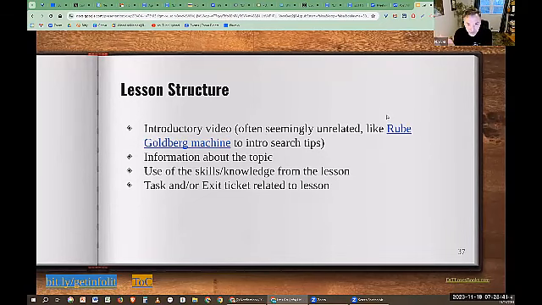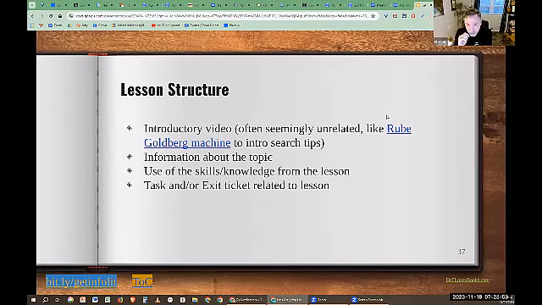So the structure of the lessons, I tried to build each one basically in the same pattern, so there was some consistency. Usually there's an introductory video of some kind that seems like maybe or maybe not it might be related to what we're going to talk about. Sometimes the kids go, wait, what does that have to do with anything? But there's always a tie-in some way.